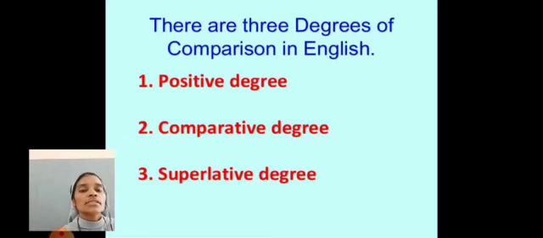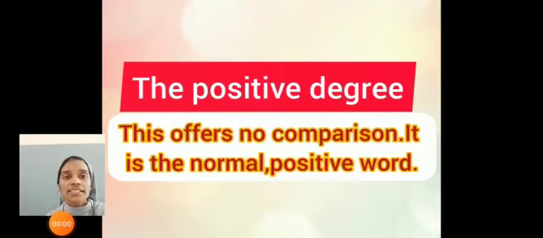When do we use these degrees of adjectives? When we compare 2 things, or more than 2 things or persons. First we will see the positive degree. This offers no comparison. It is the normal positive word.